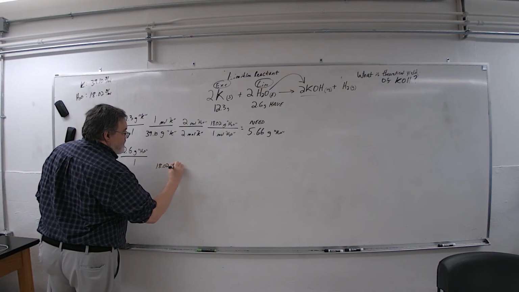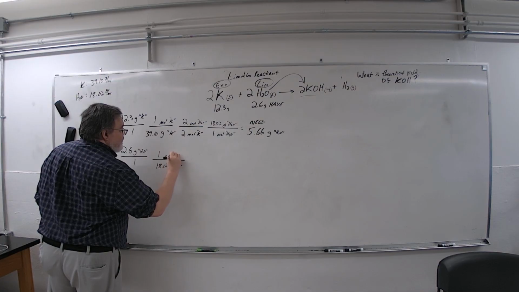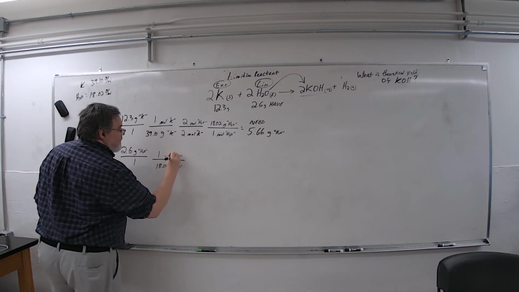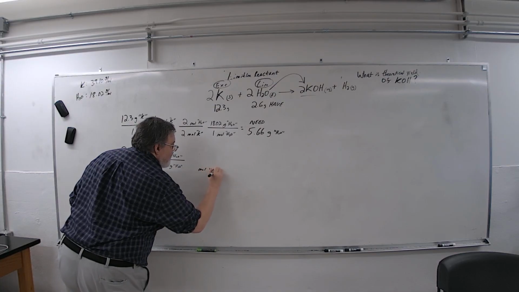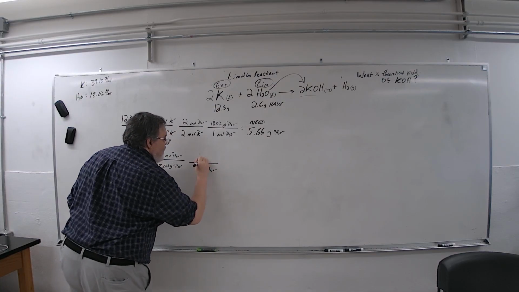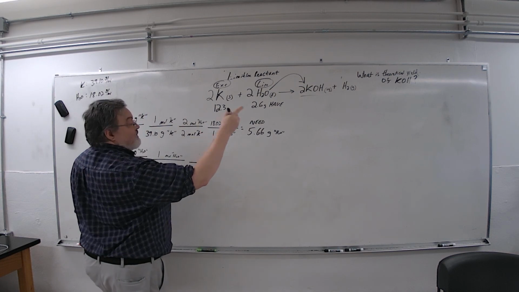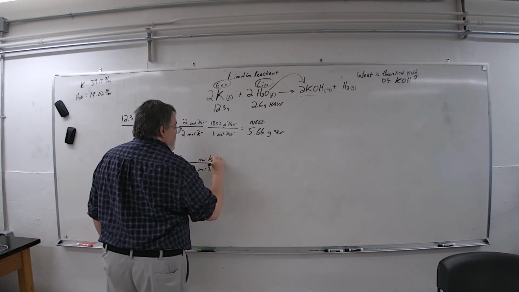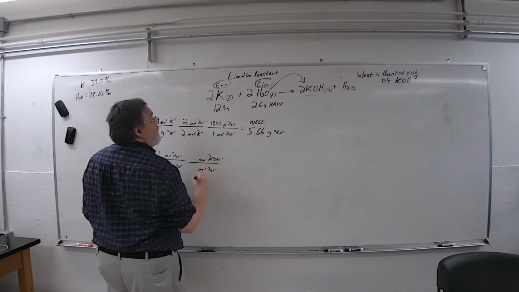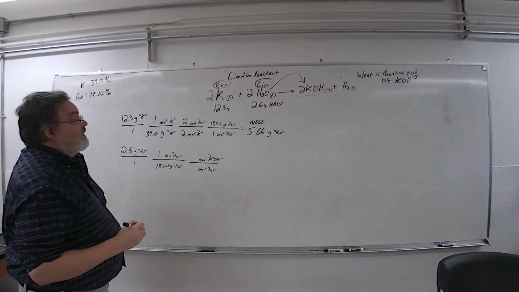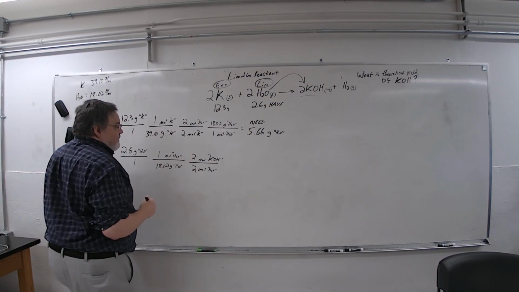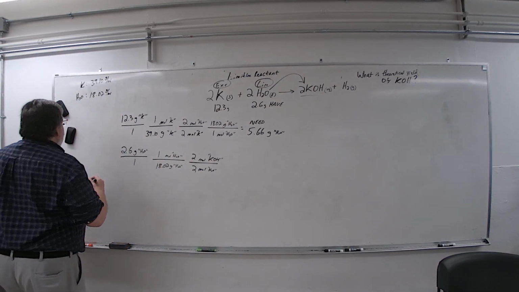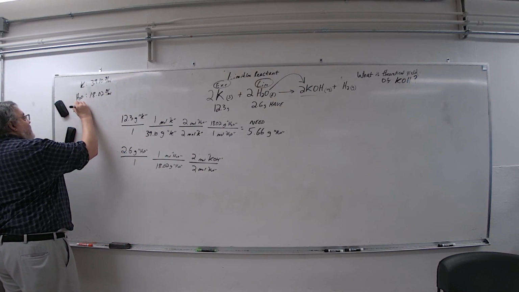18.02 grams of H2O. There's 1 mole of H2O. I'm going to have the moles of H2O on the bottom, and moles of KOH on top. Those are 2's again. 2 and 2. I am going to need KOH.